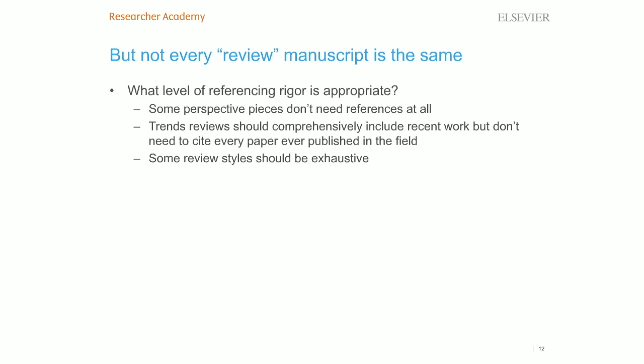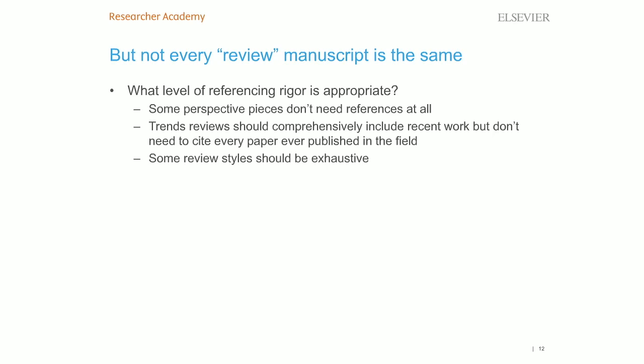So if you're reviewing a perspective or an opinion piece, maybe they don't need many references at all. The Trends journals that I work on should comprehensively include that sort of 2 to 4 year sweet spot, but don't need to cite every paper ever published. Like we don't need to go back to the 1980s and find the foundational studies.